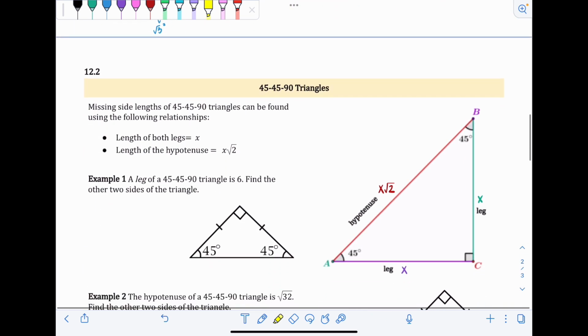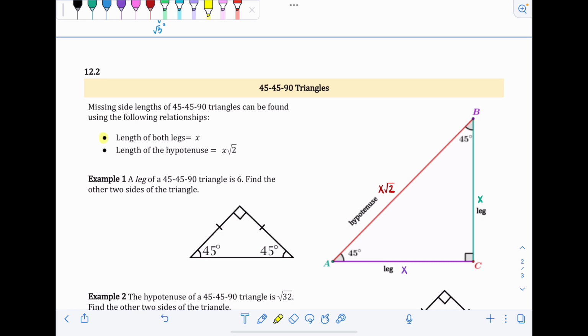So 12.2, this is moving down to the second type of special right triangles, which is a 45, 45, 90. Missing side lengths for 45, 45, 90s can be found using the following relationships. A 45, 45, 90 triangle has two 45-degree angles and one 90. Because it has two of the same size angles, it's going to have two of the same size legs.